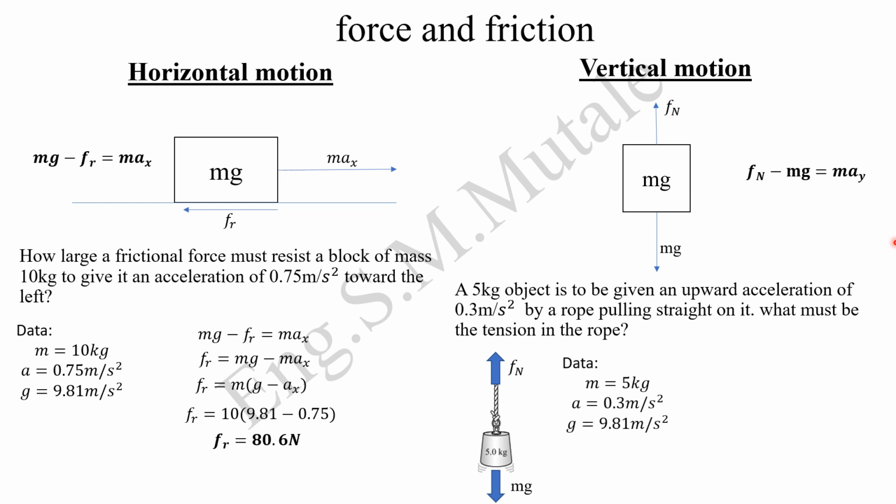So in our solution, we gather the data. We've got mass, we've got the acceleration, and we also have the gravitational pull. From there, we just pick that formula and do our substitutions. What we are looking for is the tension in the rope, which is basically the normal force. Make it the subject, substitute the given parameters, and you realize that the normal force is 50.55 newtons.